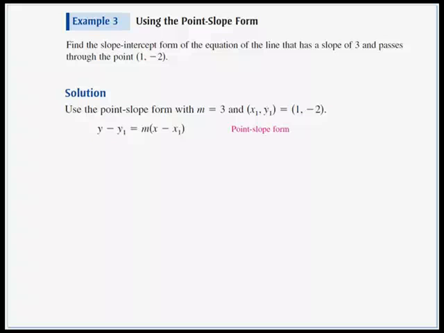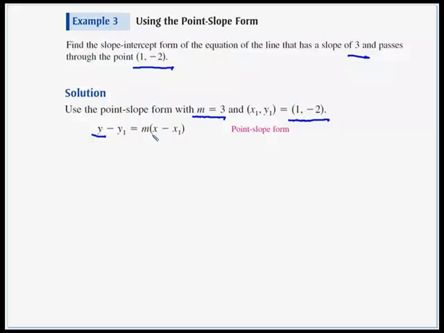And let's take it for a test drive. Find the slope-intercept form of the equation of a line that has slope 3 and passes through this point. So they gave us the slope, m. m is equal to 3, and our point here, x comma y, is 1 comma negative 2.